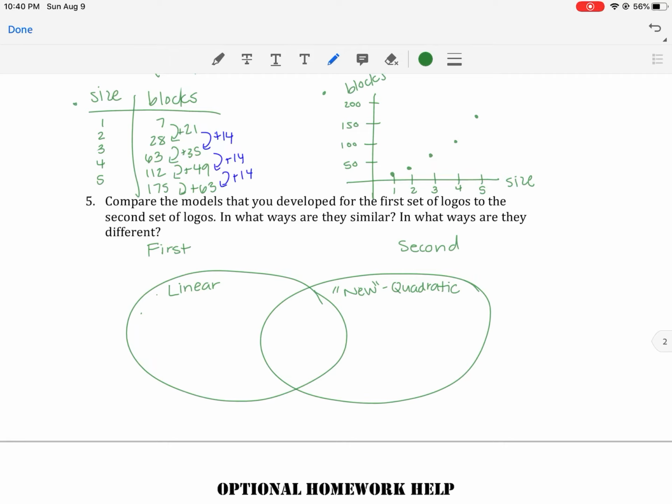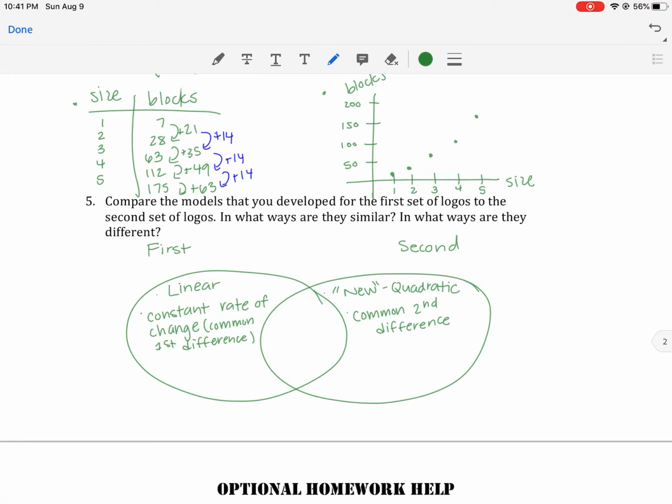So this one has a constant rate of change, whereas this one, the quadratic, has a common second difference, but not first like this one does. Common first difference, meaning you have to do it twice to see that common one.